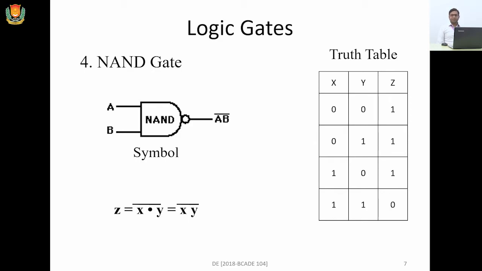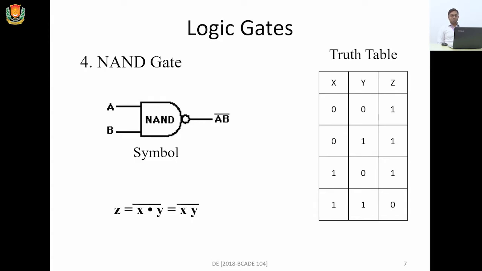X bar or Y bar is the complement of X and Y individually, but this time it is X and Y, and now the complement. The whole complement means first of all we need to do the ANDing operation and after that the complement of the output. Okay. In the first row, we have 0 and 0 as the input, and 0 into 0 is 0 and the complement of 0 is 1. That's why the output is 1.